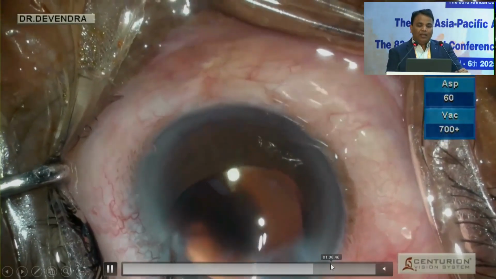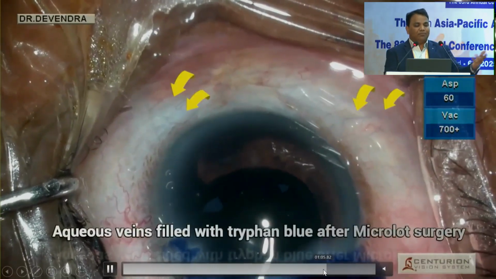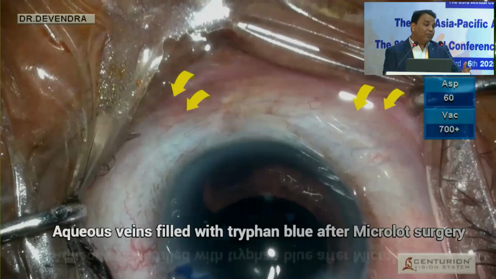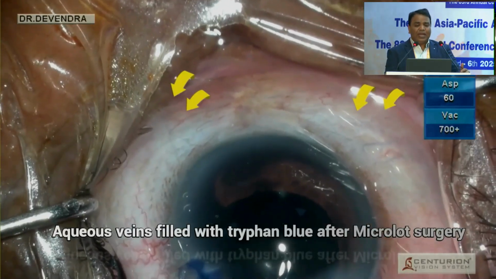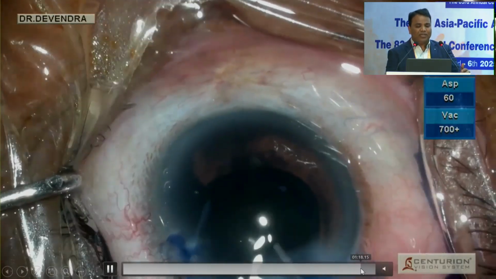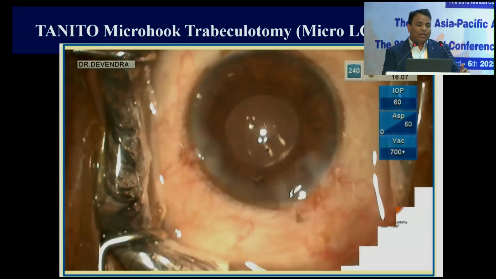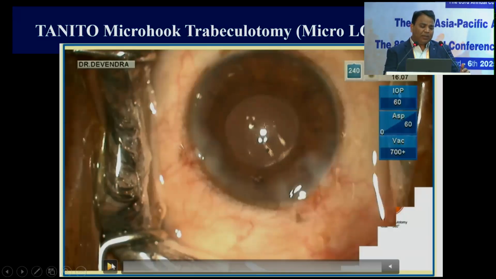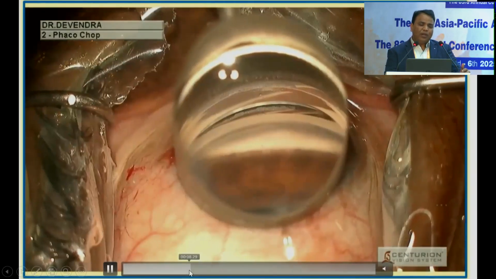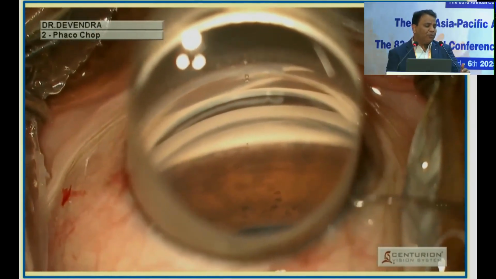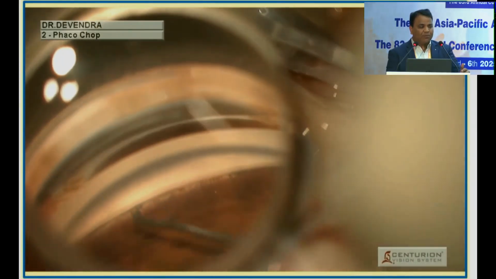At the end of the surgery, as the previous speaker showed, nice aqueous veins are filled with trypan blue, and this is blanching. If we see such blanching, you can predict your surgery is probably working well. Now coming to another similar video, you can consider PXF glaucoma; you can get very good outcomes in goniotomies, especially Tanito microhook, excellent outcomes in PXF glaucoma.